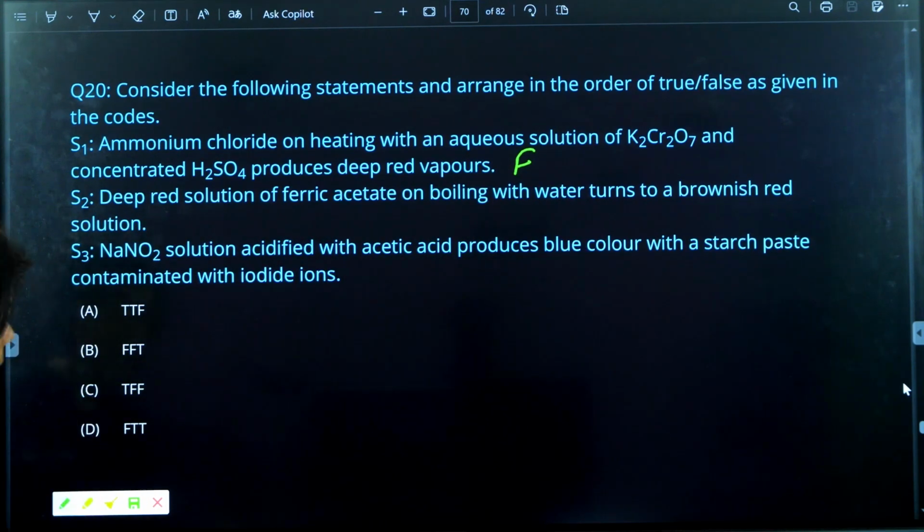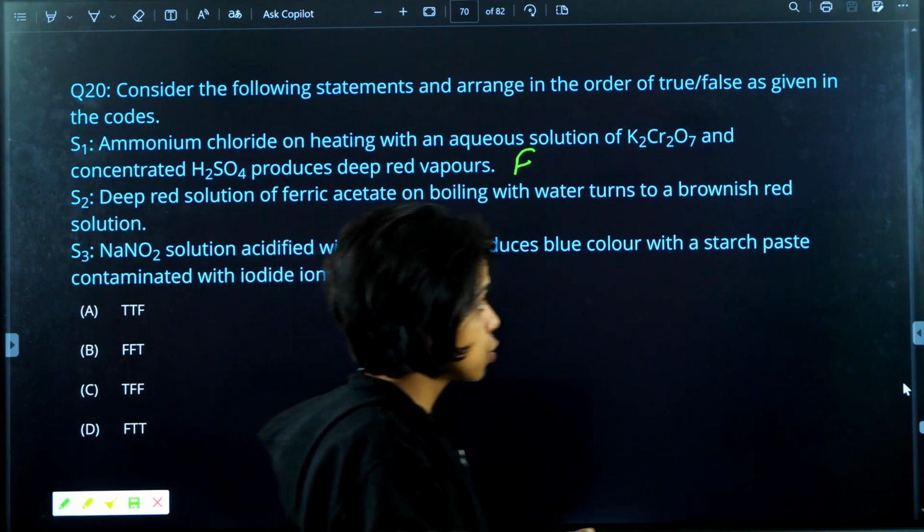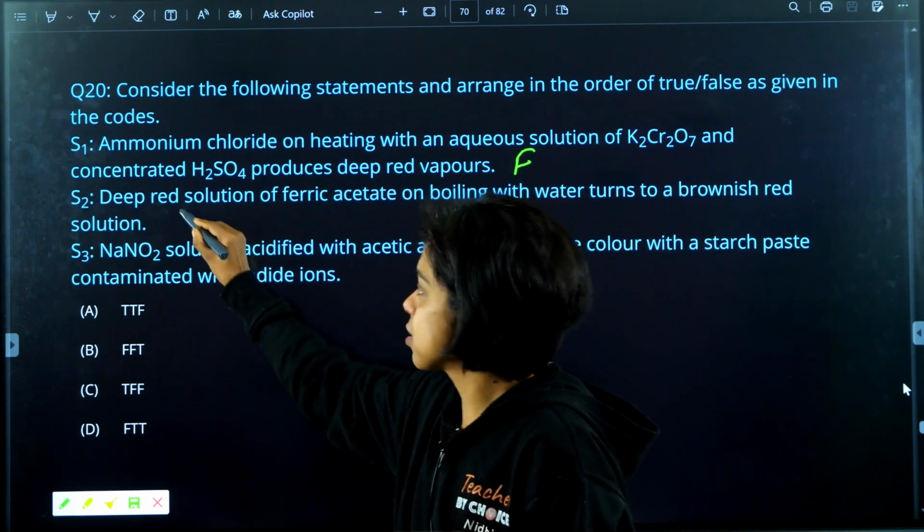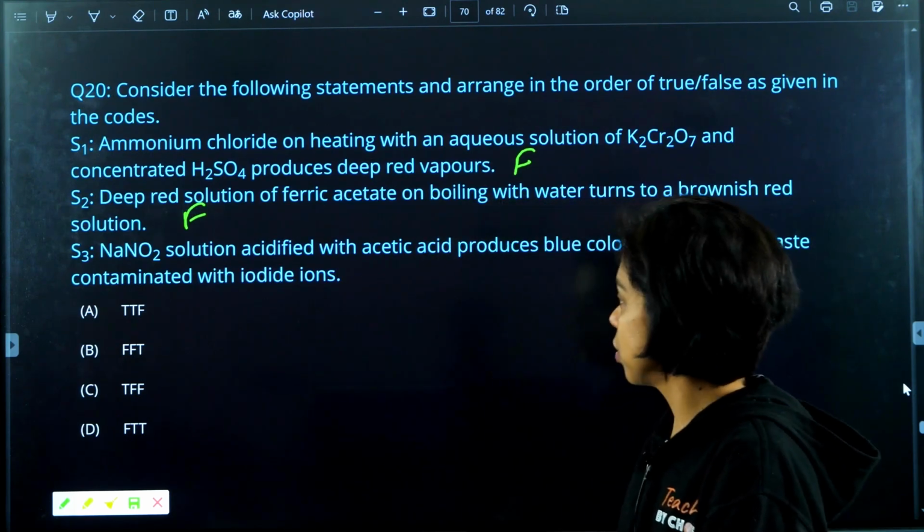So let me write it as a false statement. Now, the deep red solution of ferric acetate on boiling with water turns to brownish red solution. No, it will form a precipitate. So this is also false. It will form the precipitate, not the solution. It will not get dissolved.